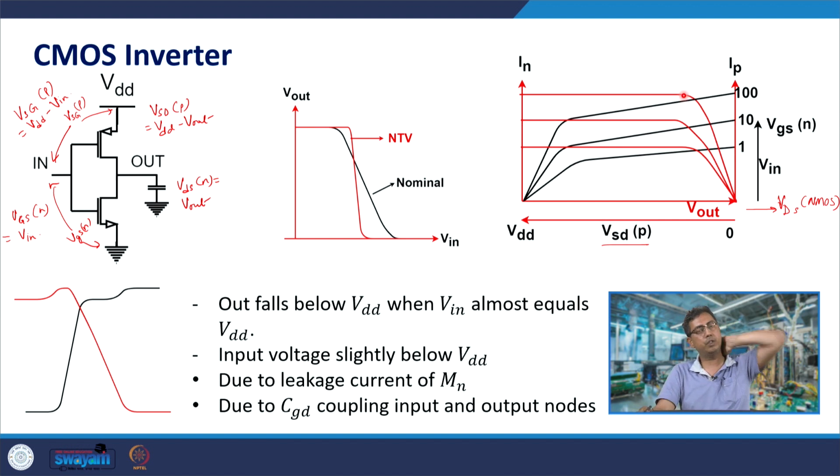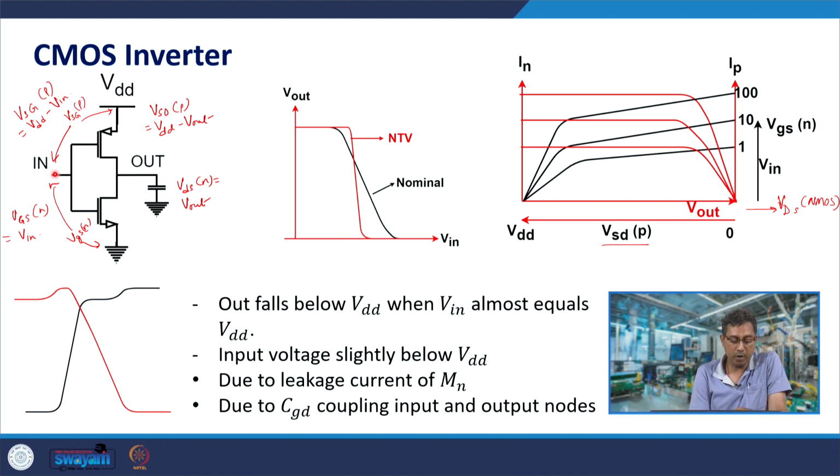Why? Because for a little change in input voltage, there is a huge change in output current, and therefore in output voltage also. So, what you find is that for a small increase in the input voltage, there is a large change in the output characteristic. In nominal voltage, the transition or the gain has a significant value, but in near threshold voltage it is much larger, much steeper.